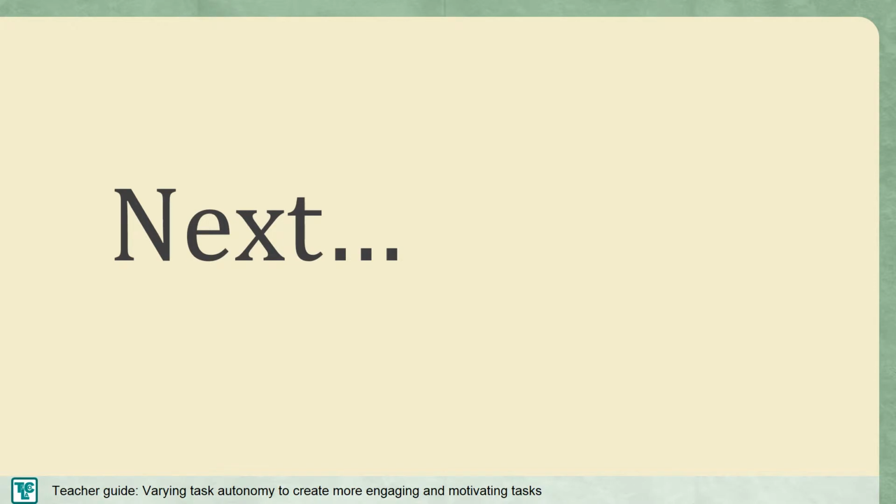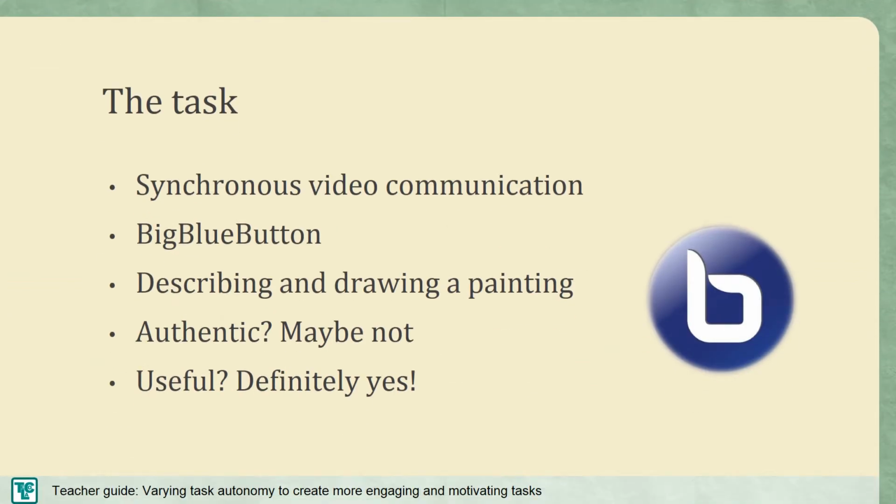In the next part of this guide, we are going to pick one task and vary the degrees of task autonomy in the task to illustrate how you can use task autonomy to make a task more engaging and motivating for your learners. The general task we will discuss is a synchronous video communication exchange in Big Blue Button. The learners are divided into small groups and work together with groups of your partner teacher. The groups get a painting from you, the teacher, and they have to describe it to the other group, who then have to draw the work of art based on their given description.